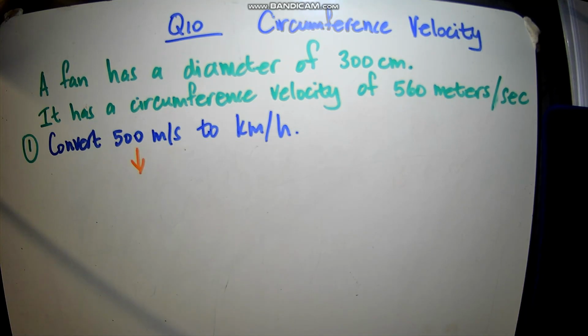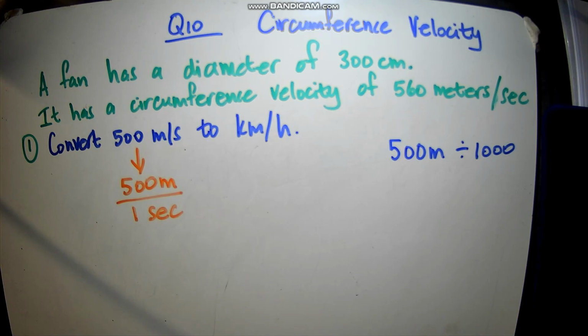The first thing to look at is 500 meters per second. What does this mean? This means 500 meters are covered in 1 second. Therefore, 500 meters per second is speed. Now, this means we have 500 meters. Notice the question wants kilometers. So let's work on the meters first and convert it to kilometers.